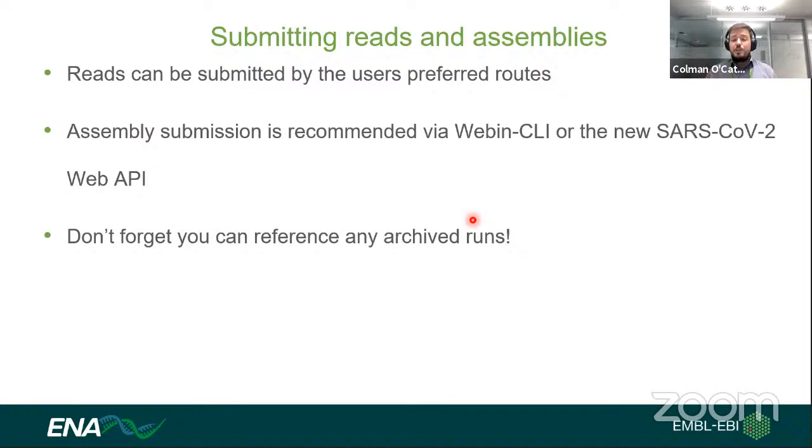Don't forget you can reference any previously archived raw data. So if you've already archived your runs and are only just getting around to submitting assemblies, you can actually reference those run accessions within your submission, which I think is really important for the integrity, because if someone wants to try and reassemble and re-examine different approaches to assembling a genome, it's important they know what reads generated your assembly, so that they can try it for themselves. And it can be very important for various control data sets as well.